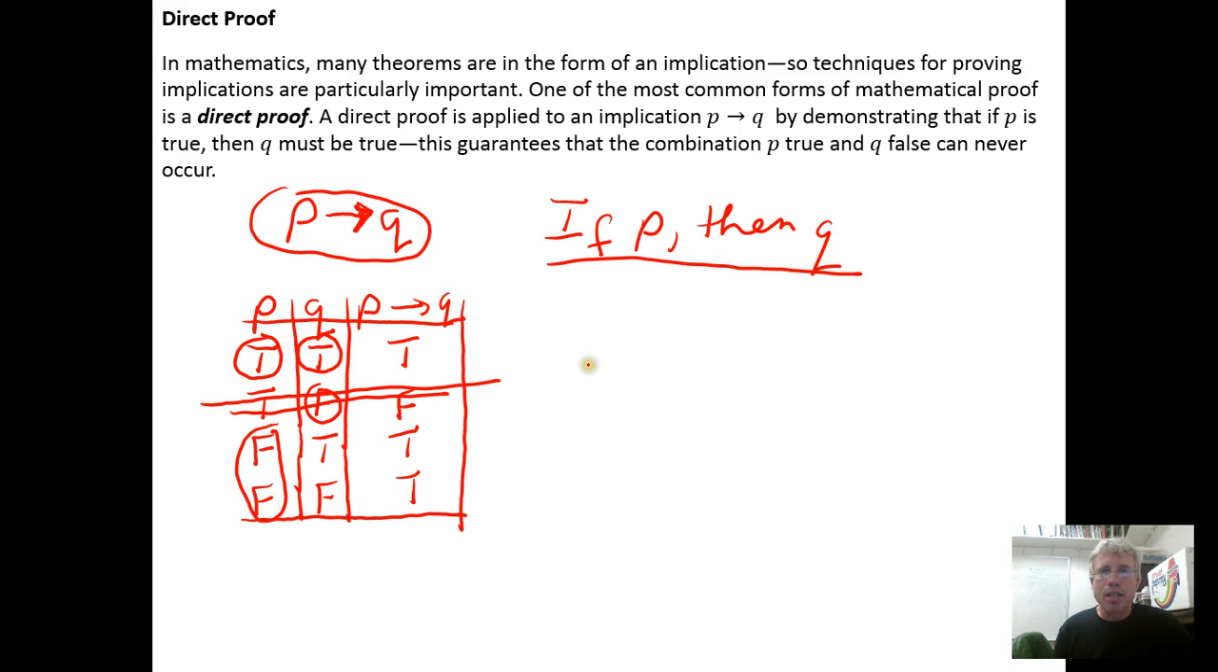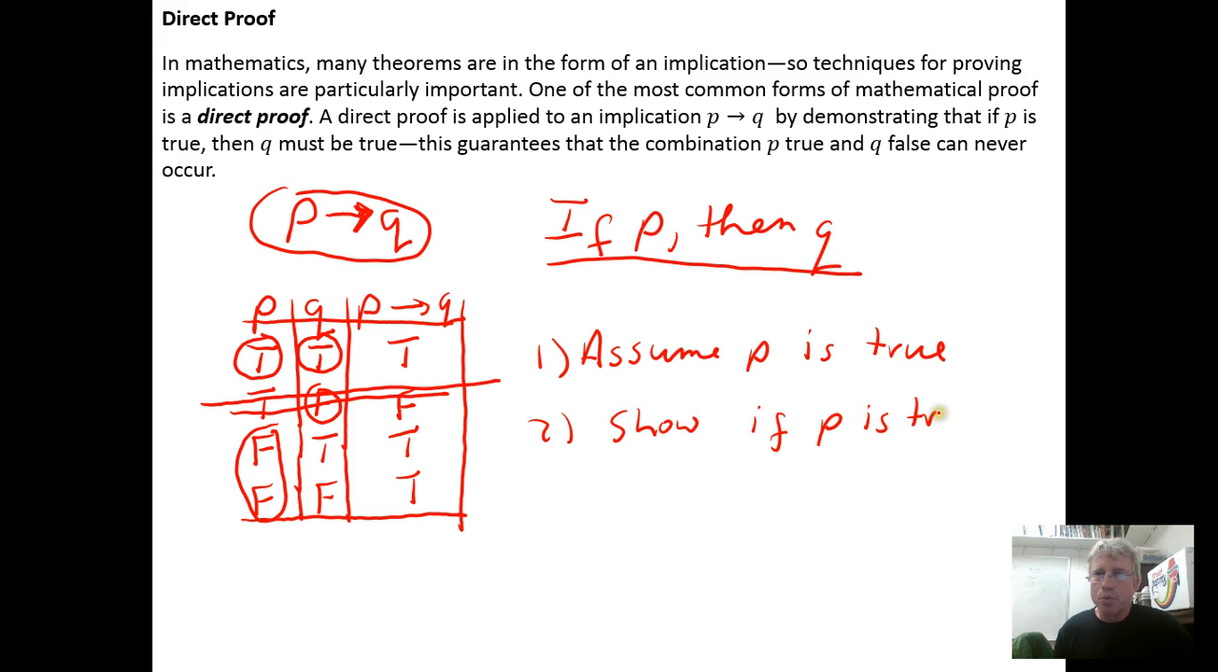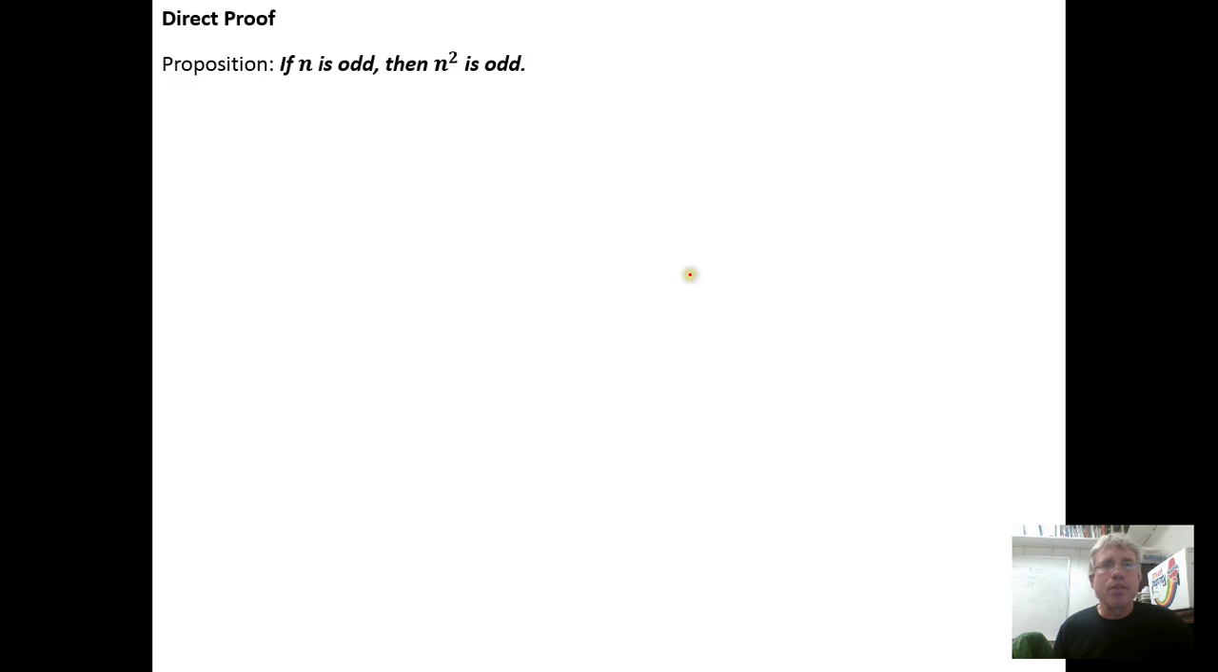So the basic technique is, for direct proof, assume P is true, that's step one, and then we show if P is true, Q must be true. And if we can do this, then we prove that the implication will always be true. So here's a simple example. We have an implication, if n is odd, then n squared is odd.